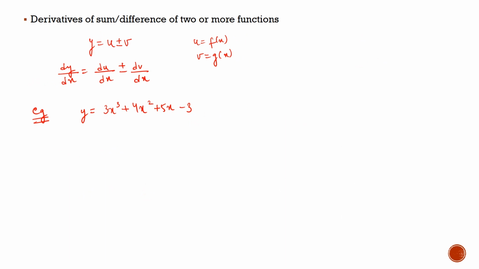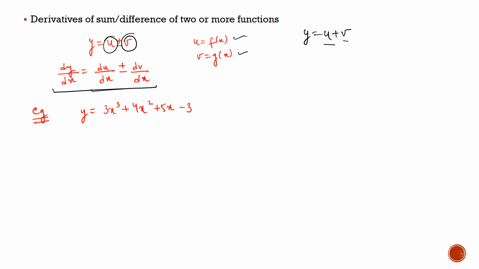Next we have the derivatives of sum or difference. It can be a sum, it can be a difference, it hardly makes any difference, of two or more functions. For example, if y is of the type u plus v, where u is a function of x and v is also a function of x, then the differentiation will be solved by first differentiating u with respect to x and v with respect to x, and we'll simply add or subtract them as per the requirement of the question.